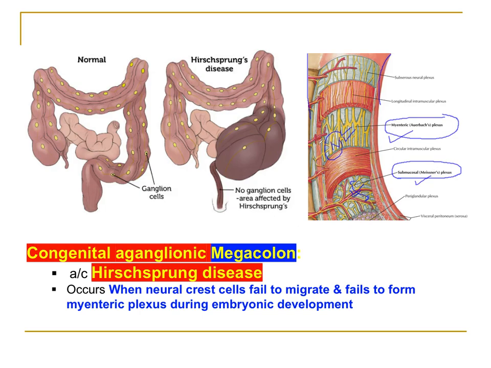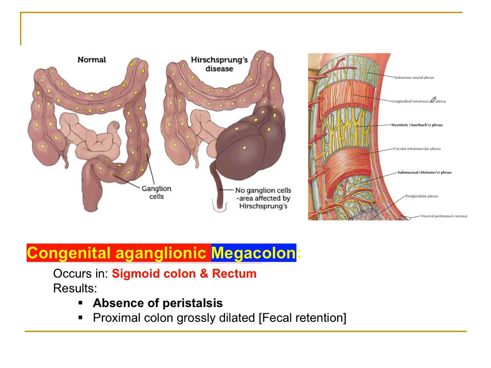During the migration of these neural crest cells, they don't reach this area. Because of not reaching this area, there is no formation of these two plexuses. If these two plexuses are absent, the whole peristaltic movement occurring in the colon region will be absent. Because of the absence of peristalsis, whatever fecal material reaches this region accumulates here.